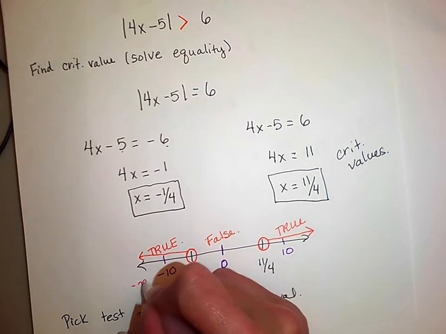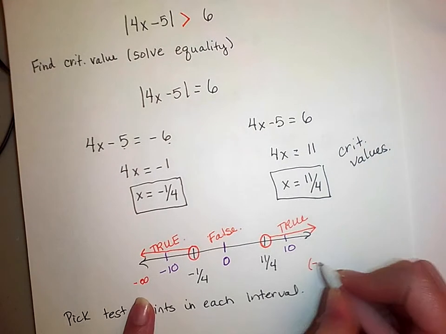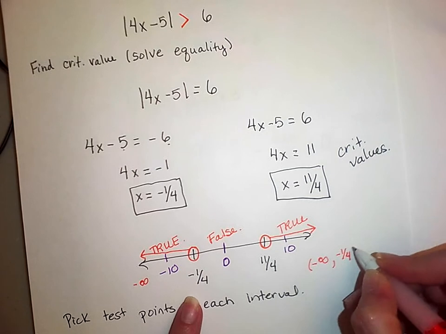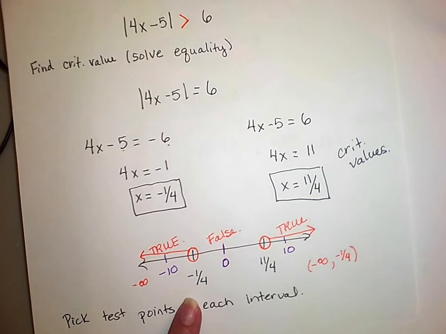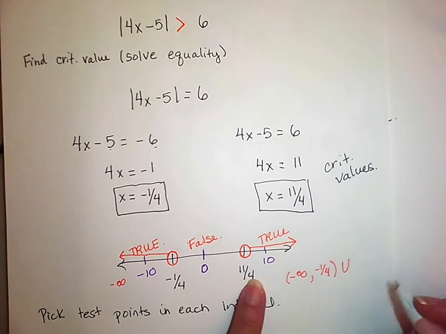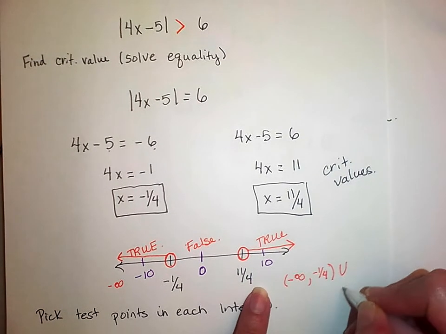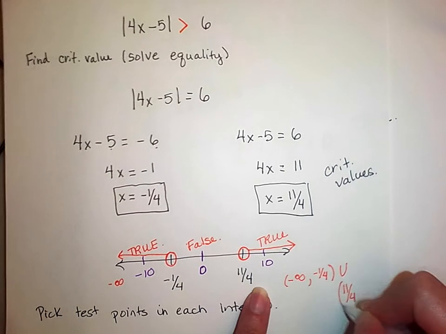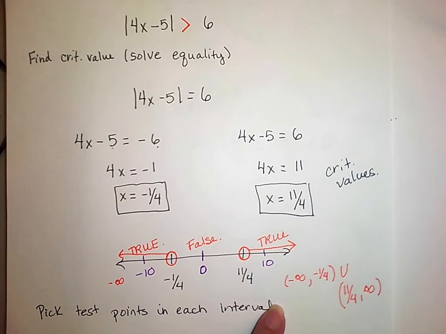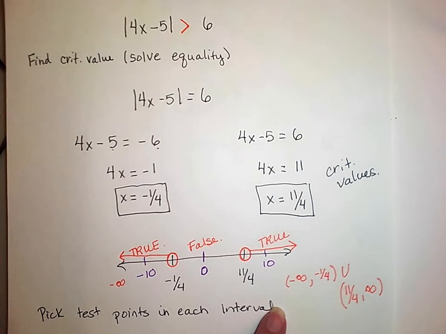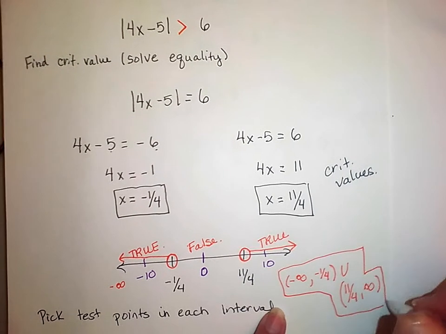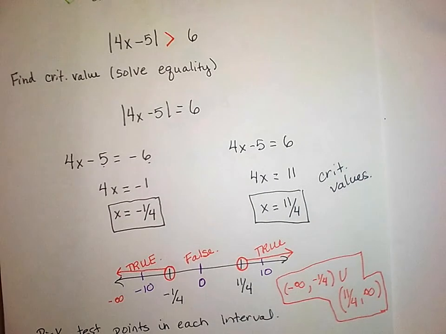To do it in interval notation, remember this is negative infinity. So our first interval goes from negative infinity to negative 1/4, and 1/4 is not included. Then we'll union it with this interval, and the lowest value here is 11/4, and it's not included. And the highest value is infinity. So this is our solution set in interval notation.